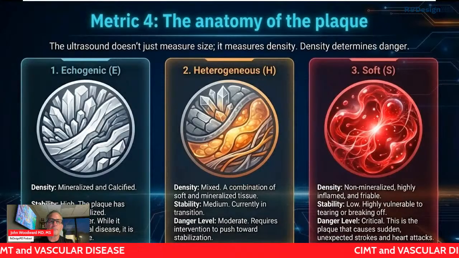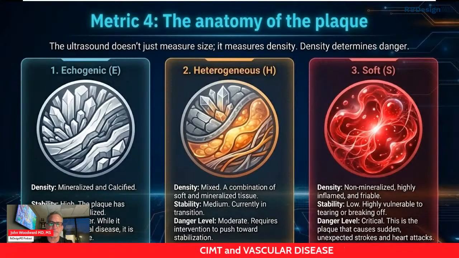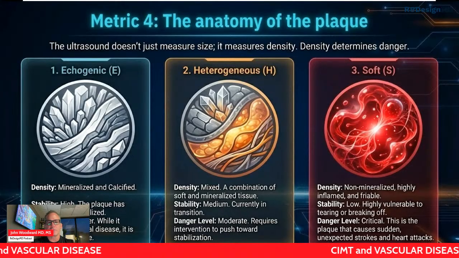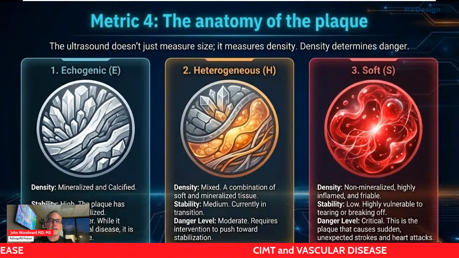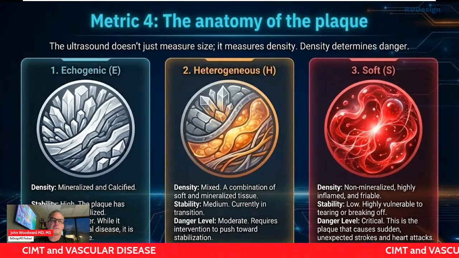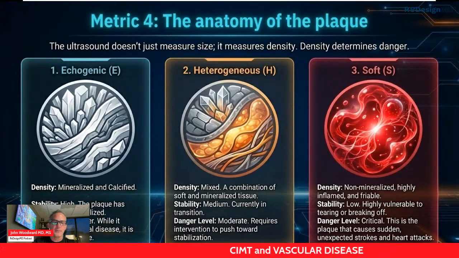So another beautiful thing that a CIMT, a carotid intimal medial thickness test, does is it looks at the quality of the plaque, the anatomy of the plaque. When those ultrasound waves hit the plaque, does it echo back? Is it highly mineralized and calcified plaque? If so, that's the safest of the plaque. That's a very stable plaque that's not going to easily break off and lodge downstream and cause a stroke or a heart attack.